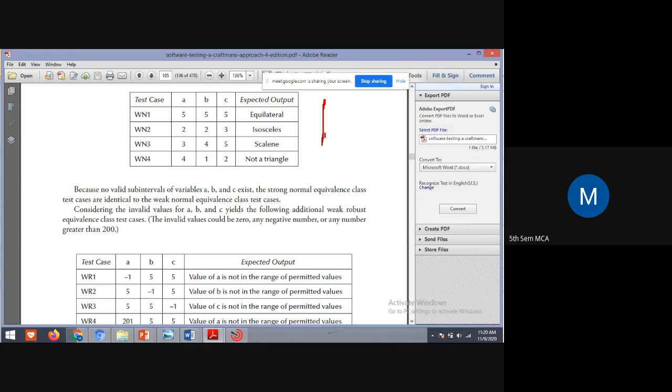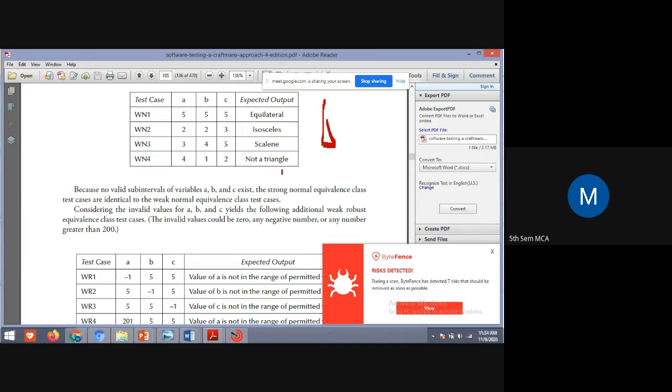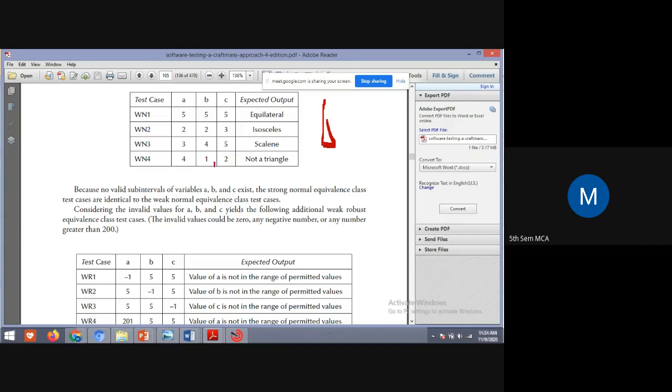A is 4, B is 1, C is 2. Yes, it is not a triangle. Students, if you take a scale, take a proper measurement, and try to draw a triangle, you will not be able to draw the triangle with these 3 values. So it is not a triangle.